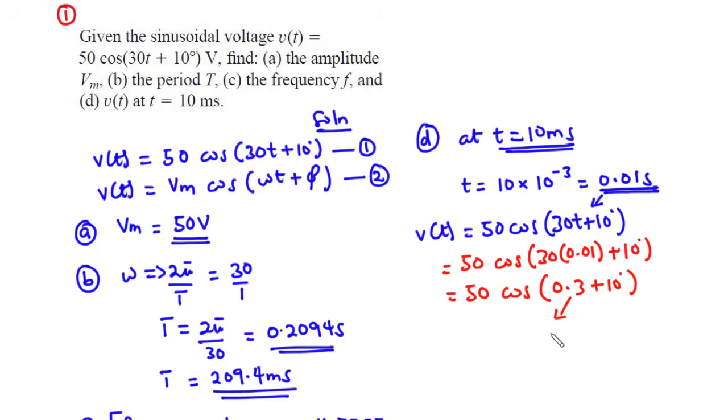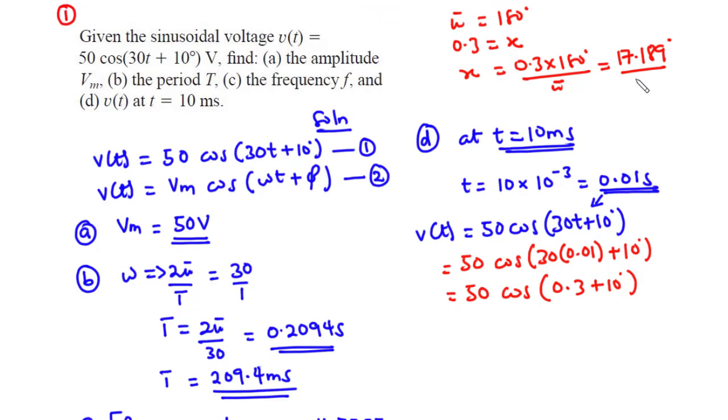Notice that this value is in radians. Therefore, we can't add 0.3 to 10 degrees. So we need to convert this value from radians to degrees. Now pi is equal to 180 degrees. Therefore, 0.3 is equal to what value? So we have x equals 0.3 times 180 degrees divided by pi, and then that gives 17.189 degrees. So this is the equivalent value in degrees.